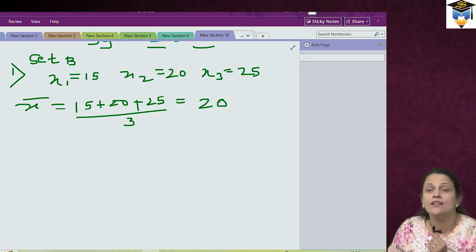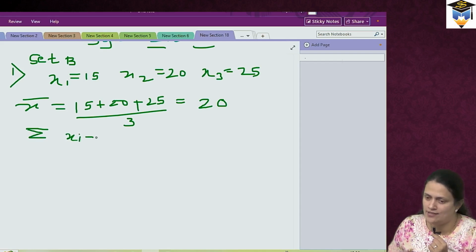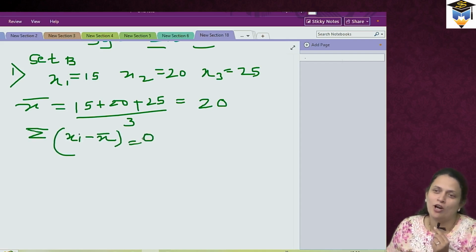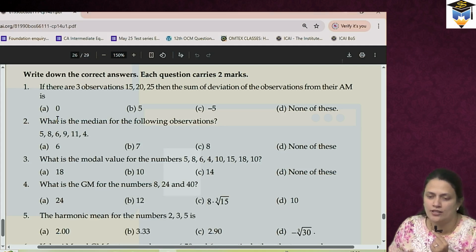Read the question. Yes, Payal? Palak? What is that? Why? So, because she has directly applied the property summation of xi minus x bar comes out to be equal to, so answer should be option. Understood? First question is option A.